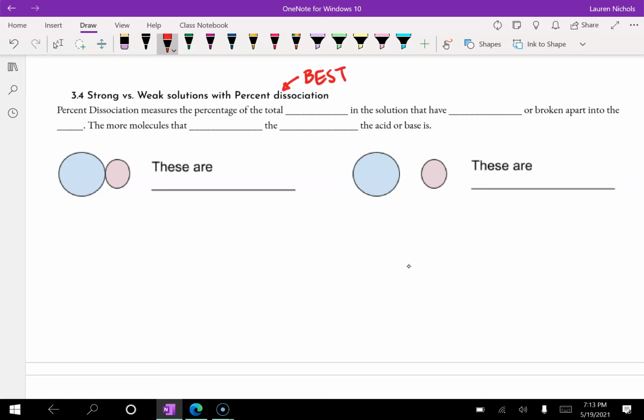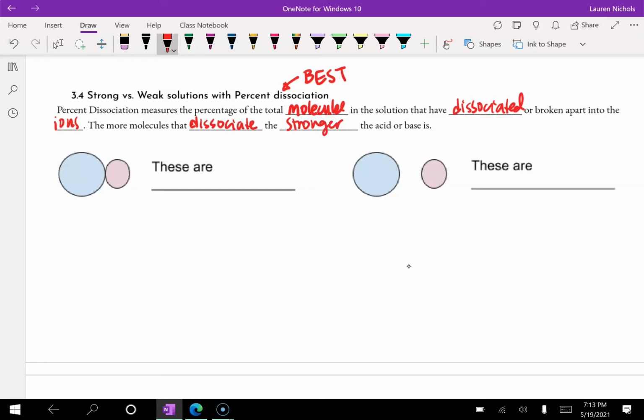And percent dissociation measures the percentage of total molecules in the solution that have dissociated or broken apart into their ions. Typically when you have an ionic compound, you have a cation, which is positive, and an anion, which is negative, and they break apart in water. We learned about that in Unit 2 with solutions, dissociation. And so the more molecules that dissociate, the stronger the solution is.